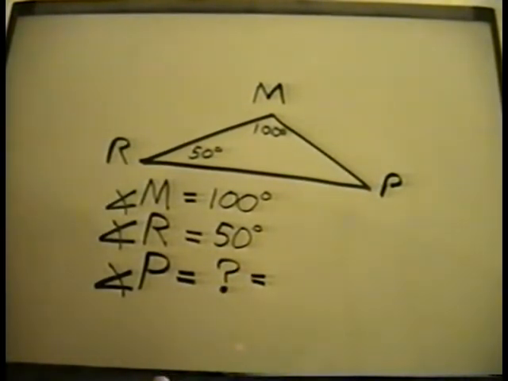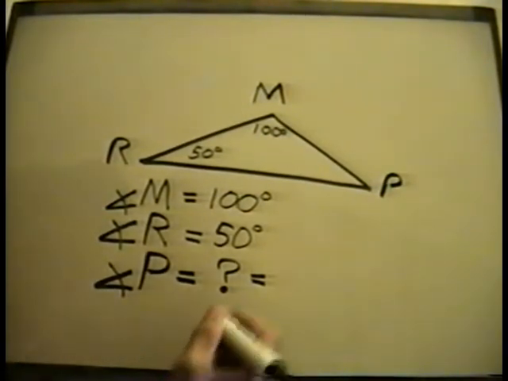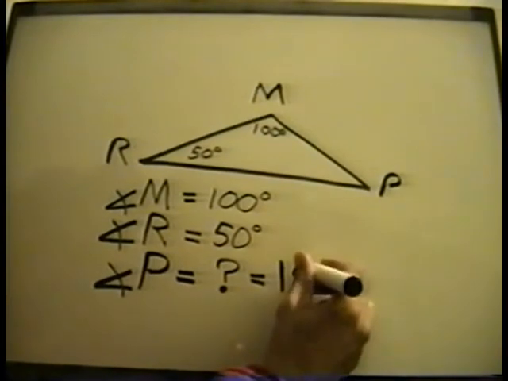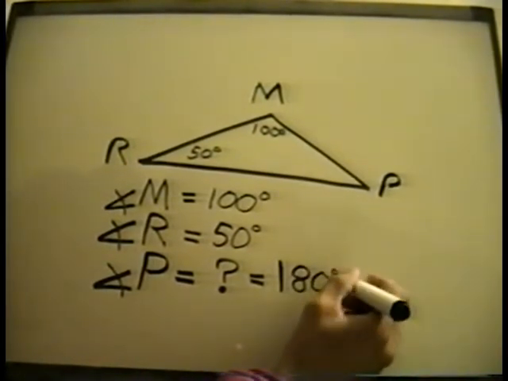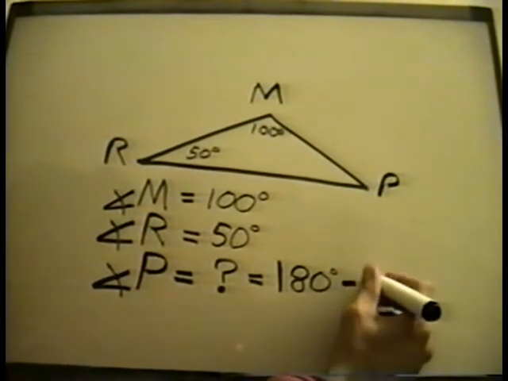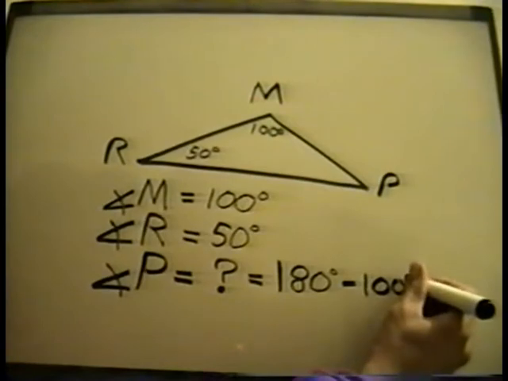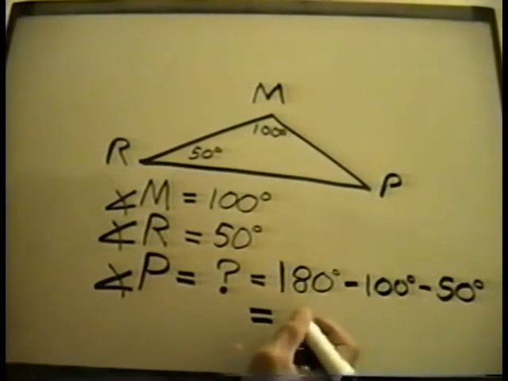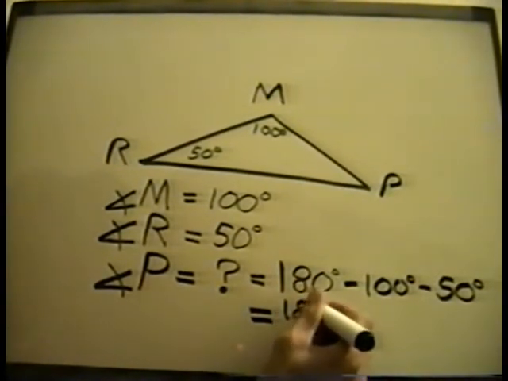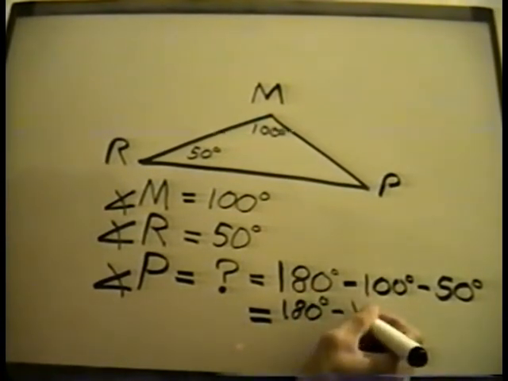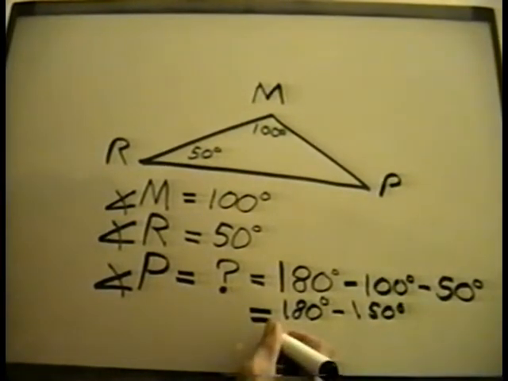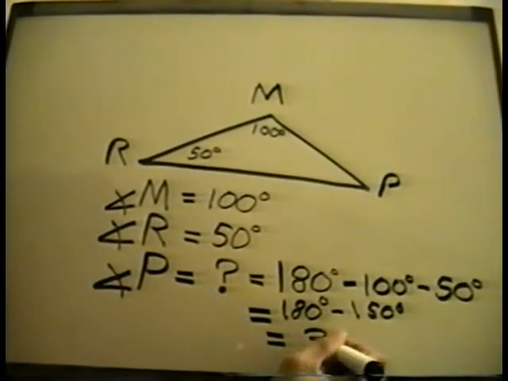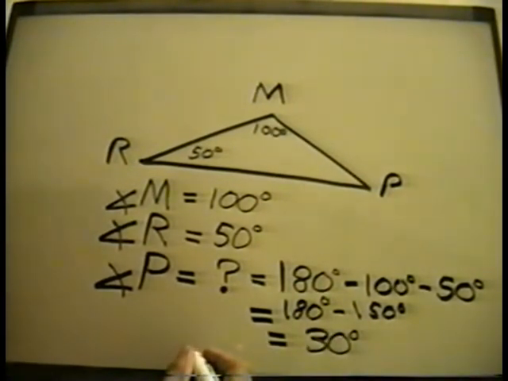So in order to find this, remember we set the angle equal to 180 degrees minus the measure of the other two angles. Okay, so we get 180 minus 50 minus 100... 150 degrees, which equals 30 degrees. Okay, so we find that angle P is equal to 30 degrees. And this is by using the angle sum principle.